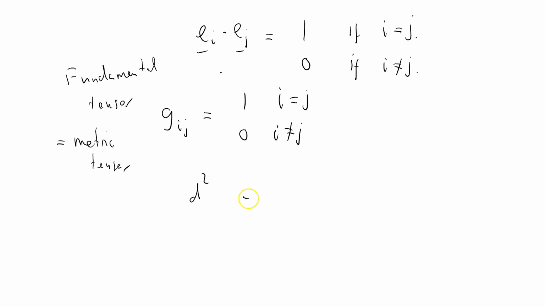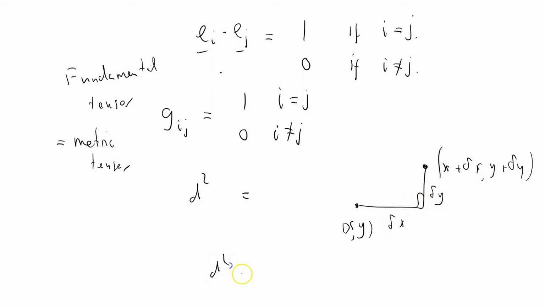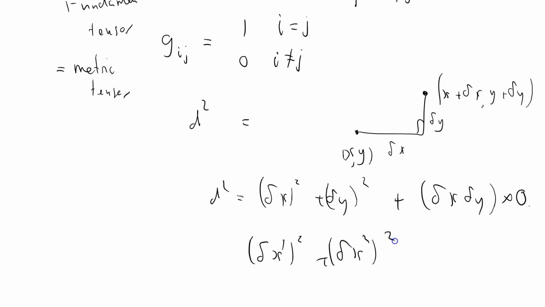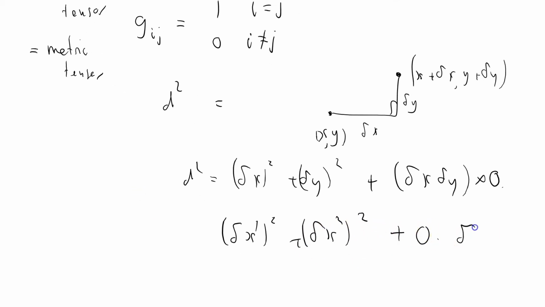We can also say that the distance squared from a point x, y to x plus delta x, y plus delta y, I'll just do it in 2 dimensions, is as follows. That distance there is delta x, that distance there is delta y. We know that d squared equals delta x squared plus delta y squared. You'll notice there's no delta x delta y term in there, times 0, I guess. This is saying the same thing, because in index notation we've got delta x1 squared plus delta x2 squared plus 0 times delta x delta y.